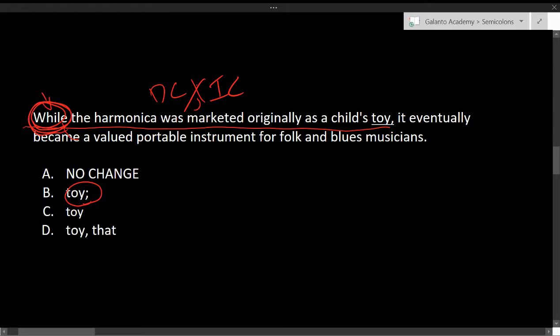So we can also use our knowledge of the semicolon as a really fast elimination tool to know that we would have to narrow it down to these three, and our answer would be no change because this is an introductory element.